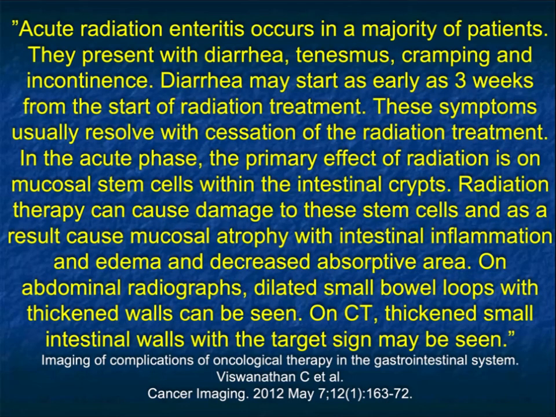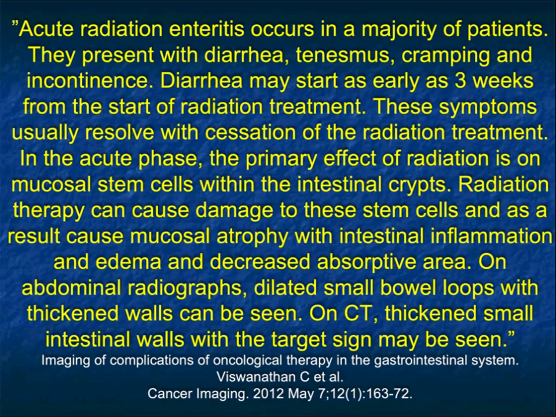Now, acute radiation enteritis occurs in a majority of patients. They may present with diarrhea, tenesmus, cramping, and incontinence. Diarrhea may start as early as 3 weeks from the start of radiation therapy. Fortunately, these symptoms usually resolve when radiation therapy is stopped. In the acute phase, the primary effect of radiation is on mucosal stem cells within the intestinal crypts.